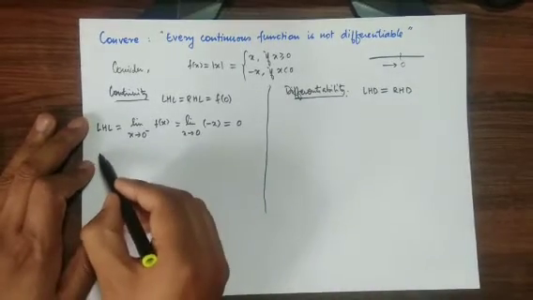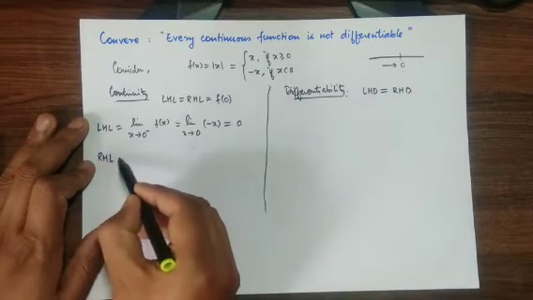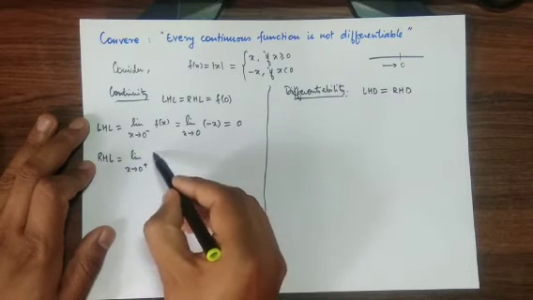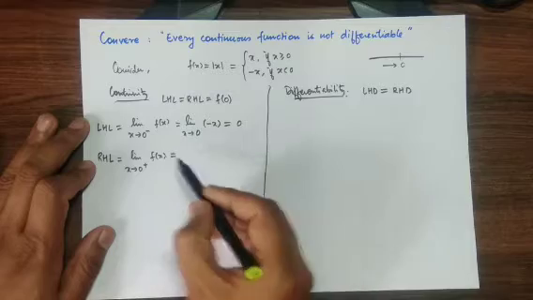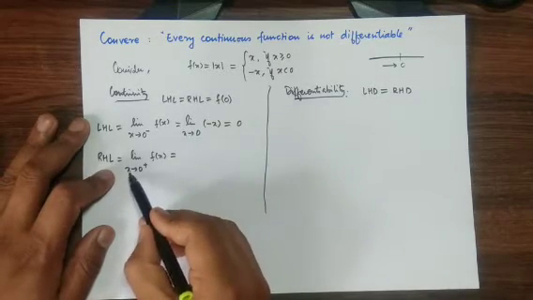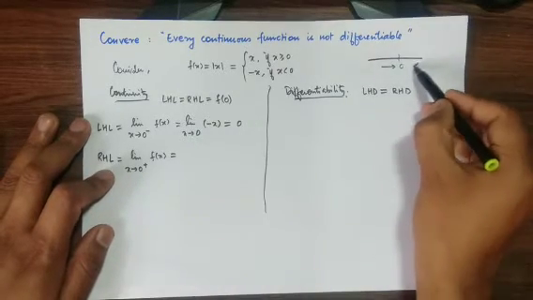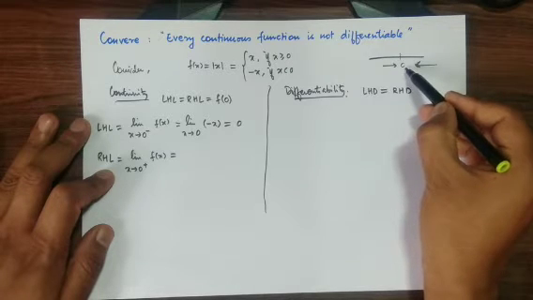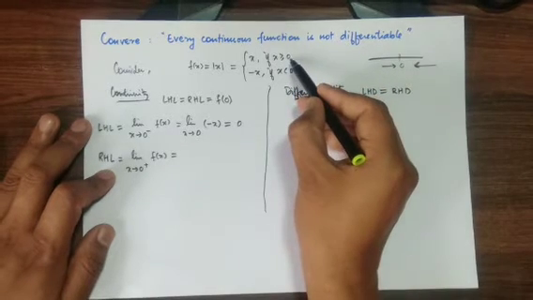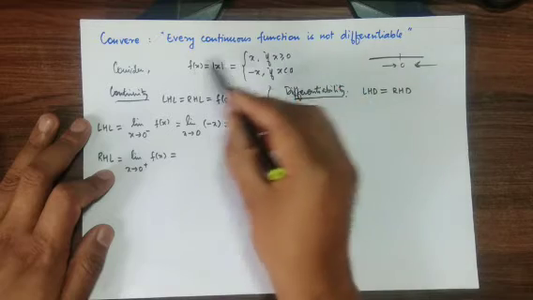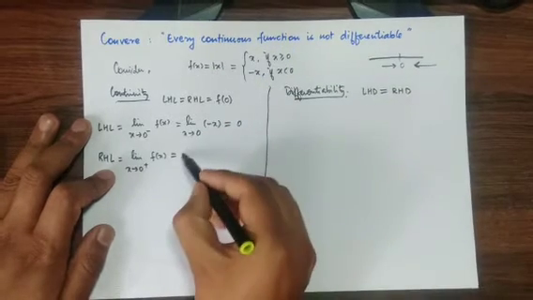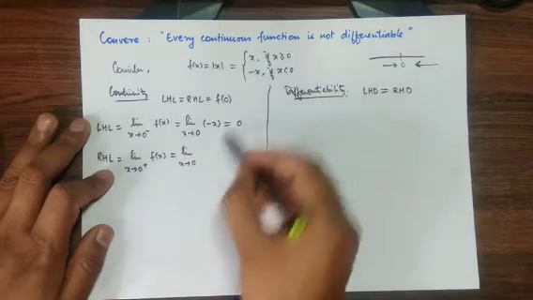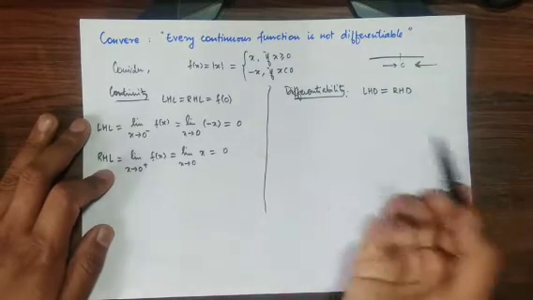So let me find what is my right hand limit. Right hand limit is given by limit x tends to 0 plus f(x), right? And here this x is approaching 0 from the right hand side, so whichever number is here is bigger than 0. So x is greater than 0, and whenever x is greater than 0, my function becomes x. So I have limit x tends to 0 of x, and this is also equal to 0.